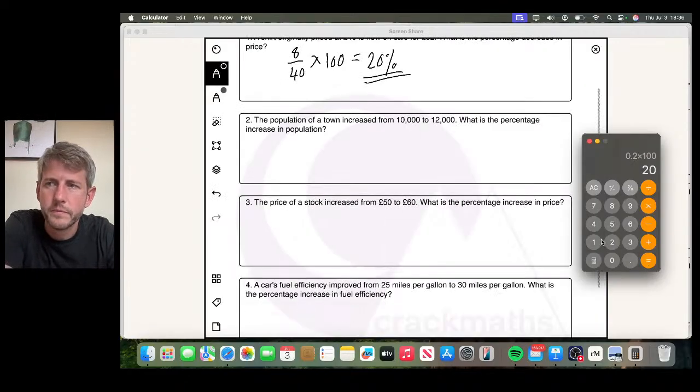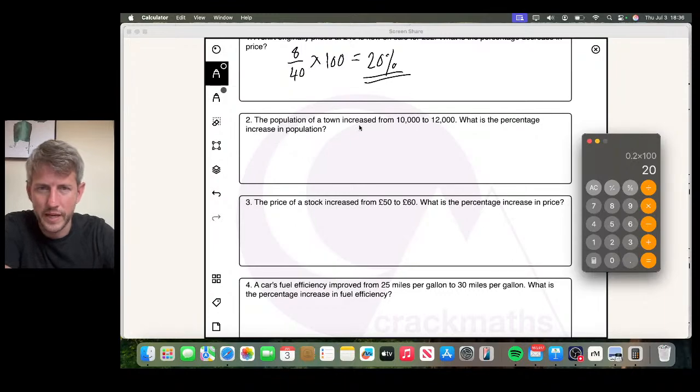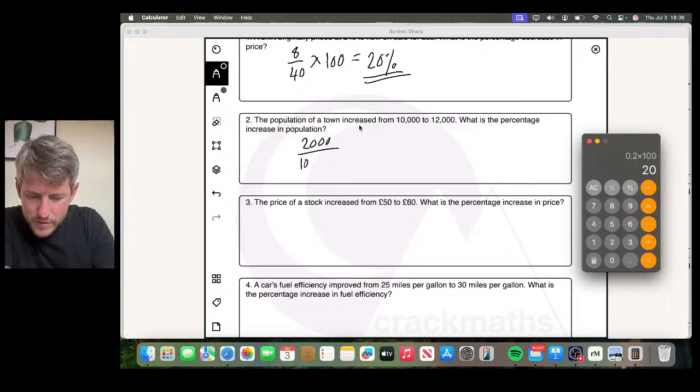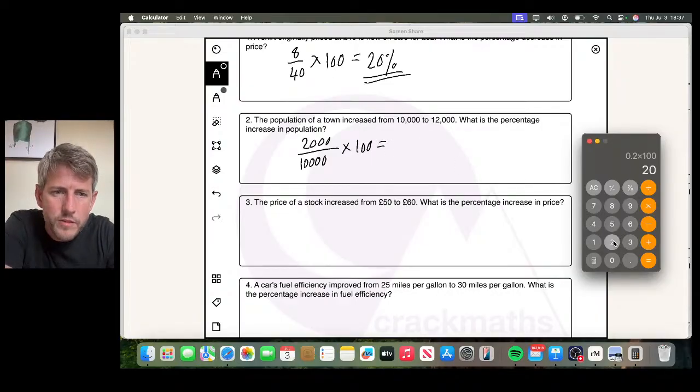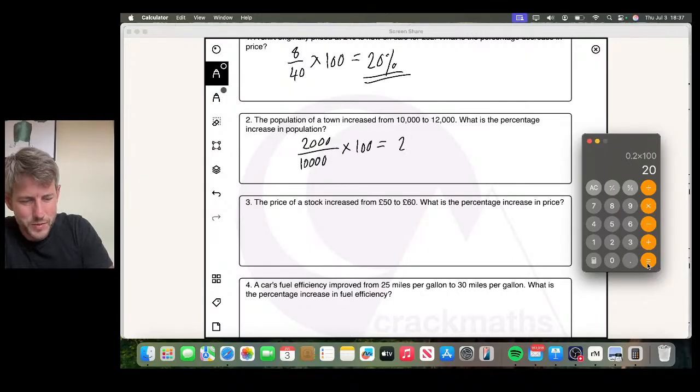Question 2. The population of a town increased from 10,000 to 12,000. What is the percentage increase in population? So we're going to have 2,000 out of 10,000, and then we're going to multiply that by 100. So 2,000 divided by 10,000, and then multiply that by 100, it's 20%. That's nice, 2 lots of 20%.